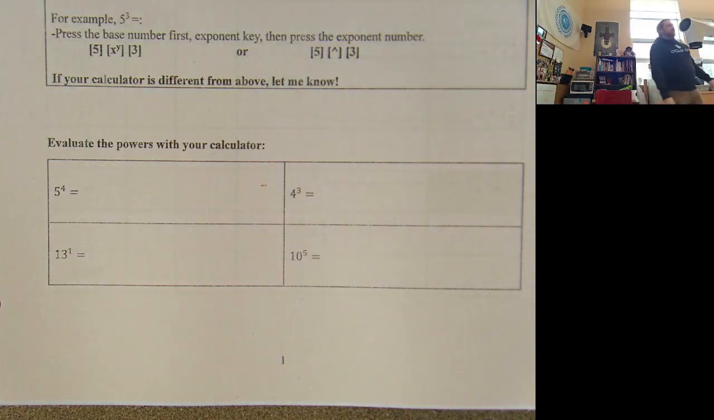Okay, you should have these 4 done already. What are they? 5 to the 4 is? 625. What is 4 cubed? 64. What is the next one? 13 to the 1 is 13. And 10 to the 5? 100,000. Love it. Beautiful. Are all of you comfortable with how your calculators behave?